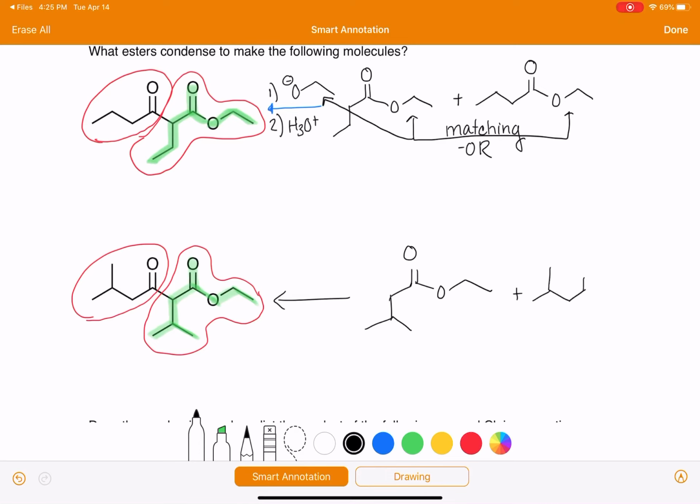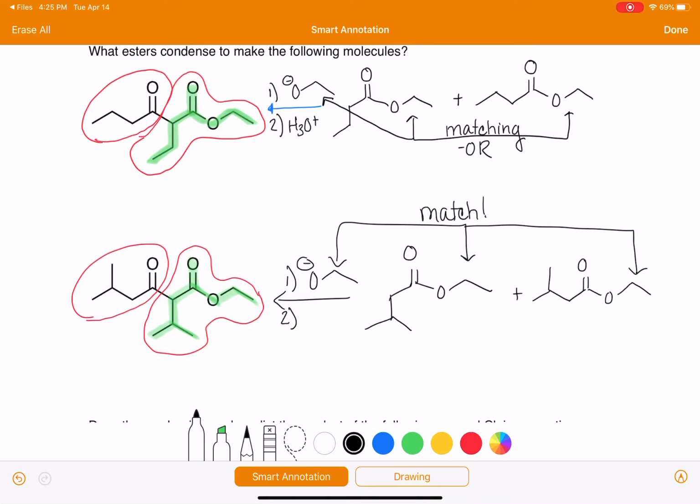So let's draw it, but it needs to have an OR group put on it. And again, we could put anything we wanted out here, but normally it's going to match the OR group of the other ester. Now we need to choose the correct reagents. We need an alkoxide, and we definitely want the OR group to match. So we want all 3 of these OR groups to match. And then our step 2 is going to be H3O+.